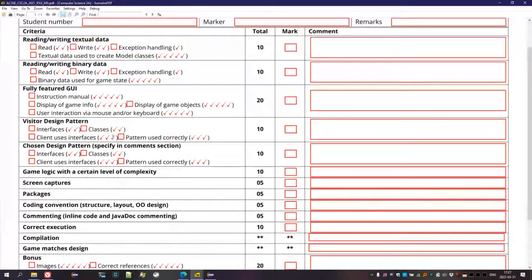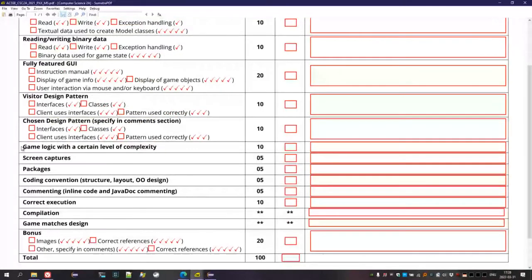Then we have the visitor design pattern. Do you have everything necessary for that? And whatever you choose as your other design pattern. If you actually look at the marks for the game, it's only 10 marks. So if your game isn't very good, it's not going to be a train smash in terms of the rest of the marks. What are we actually checking?